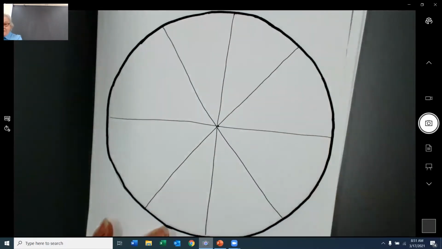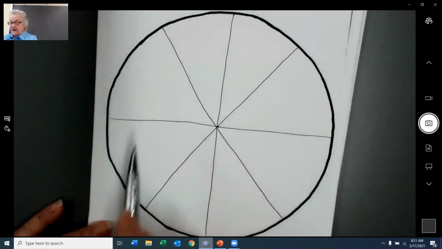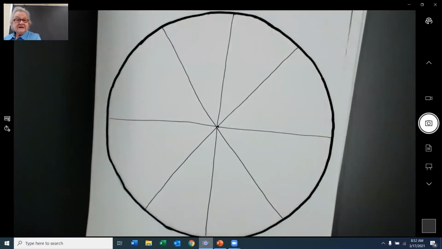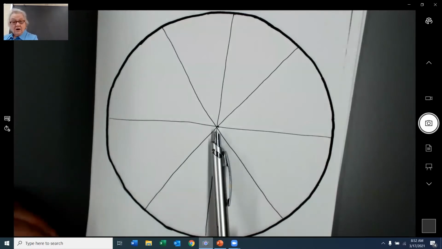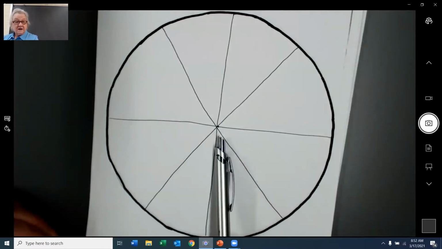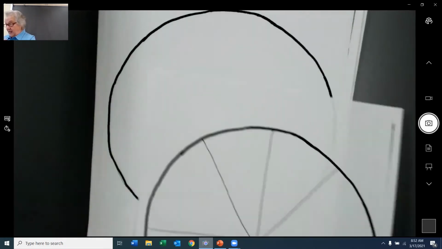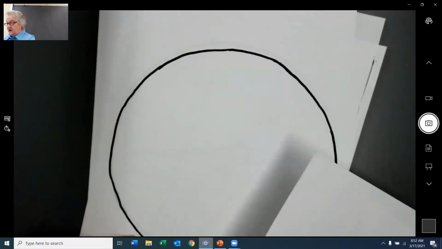There's chord number 4. 1, 2, 3, 8 regions. So it's not too hard to see that if I had n chords, I might have 2n regions. And that's for the special case where all my chords are going through the center. But of course, you can get something much more complicated.